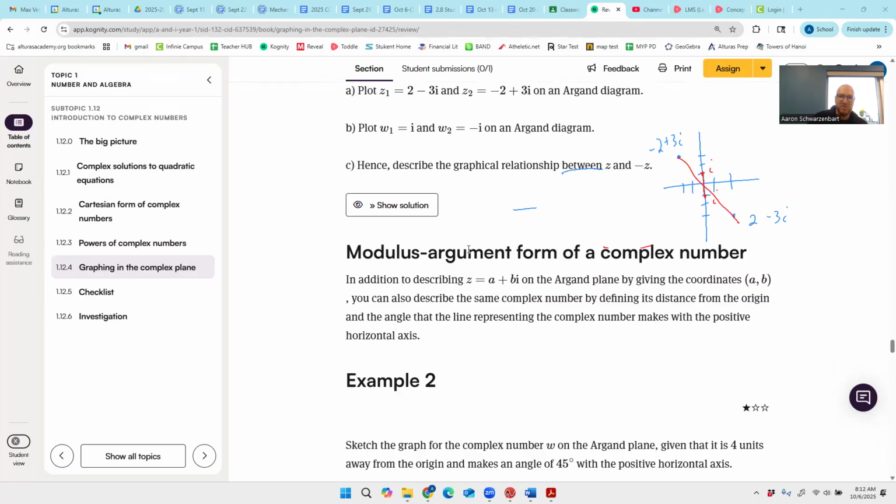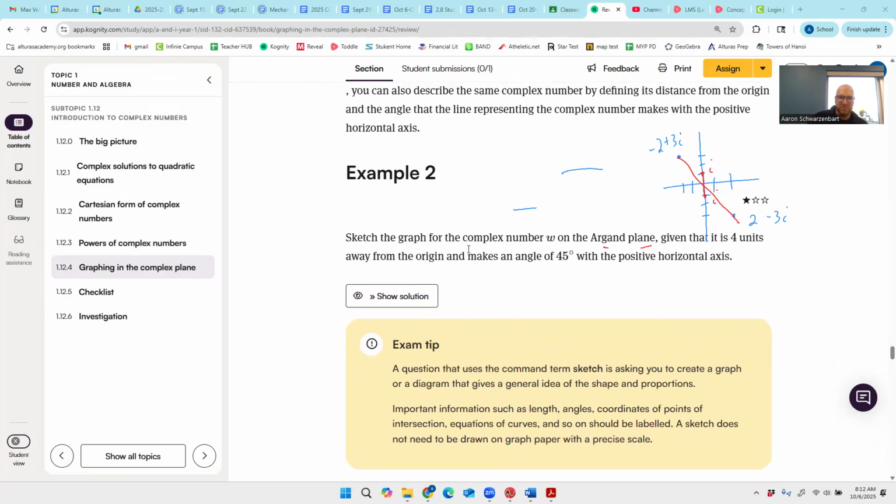So, what's called modulus argument form, according to this book, aka polar form. Do you remember polar form at all from last year? Polar form of a complex number has a radius and an angle. I only remember converting from rectangular. Well, these are rectangular, so you're going from rectangular to polar.